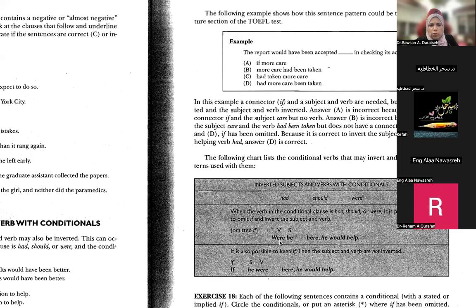So instead of saying he was, for example, or he were, we say were he here, he would help. Were he here means لو كان هنا, he would help, لكان ساعدنا, for example. And here we have the original form of it. If he were here, he would help. So it is also possible to keep if, then the subject and verb are not inverted. So if we keep if, we don't invert.